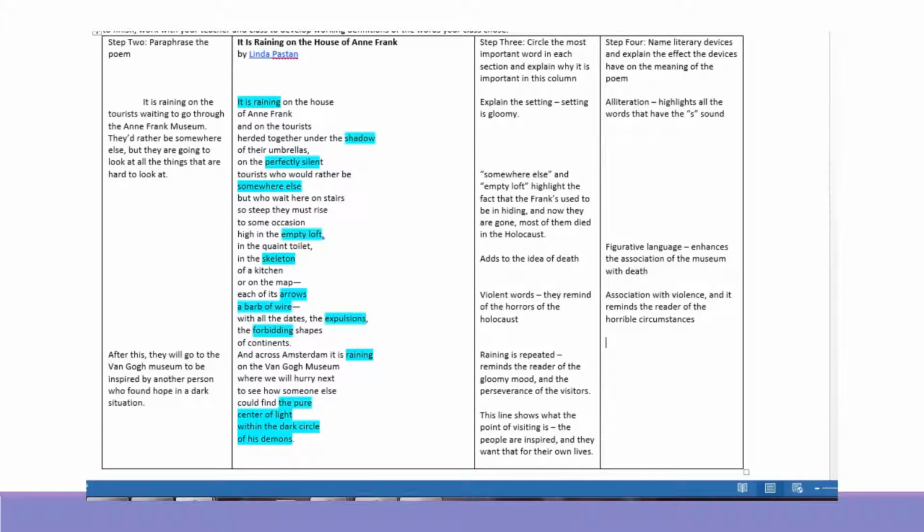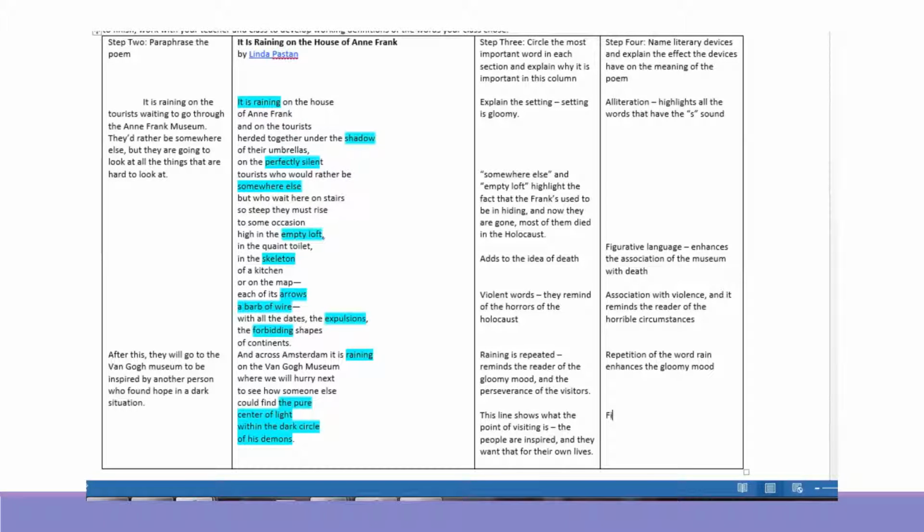We've got some repetition down here. Remember we were talking about that when we were looking at the words, but raining is up here and raining is down here. That's a literary device, repetition. Oh, hello spelling. Thank gosh for spell check. Teacher spelled repetition wrong. Okay, here we go. Repetition of the word rain enhances the gloomy mood.